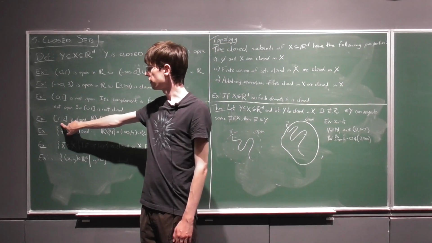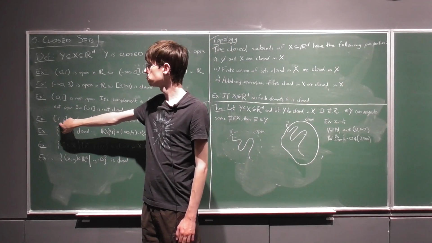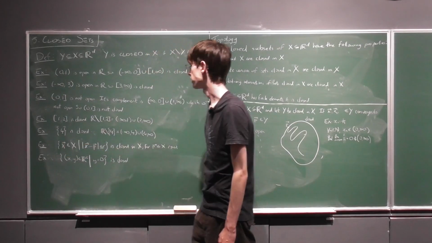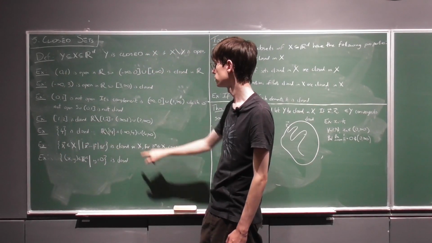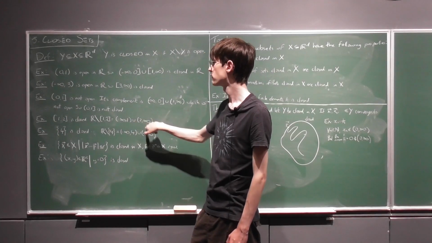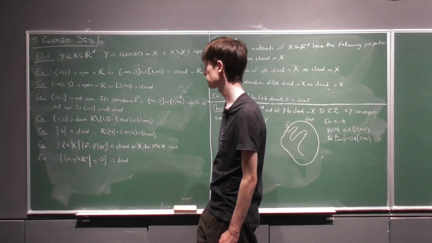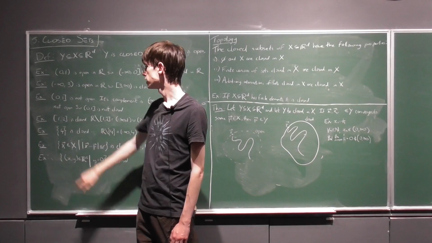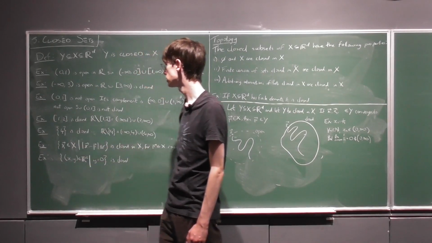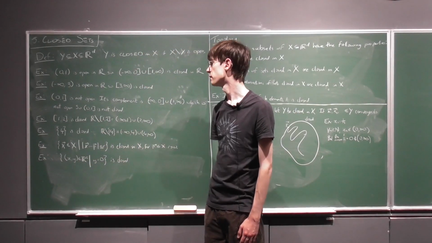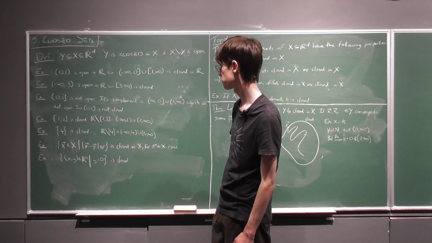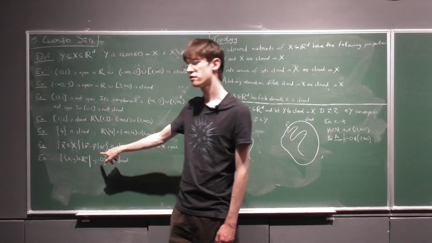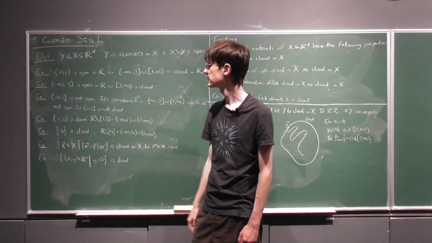I say that all of these intervals of this form are closed, and that should be easy enough to check. R less those intervals is just the union of two open intervals, so therefore it's open. This individual point here, 4, I say is closed because the complement is just the union of two open intervals, which is again open.